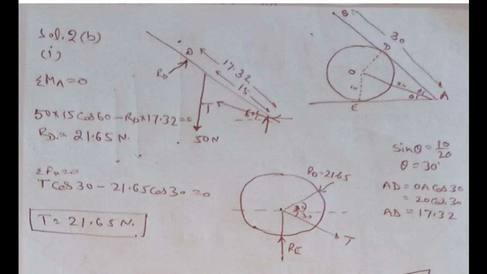Now from the free body diagram of roller or cylinder, you can see three forces are there. One is RC or RE, which is perpendicular to the horizontal surface. Another force is RD, which is known to us, which is 21.65, and another force is tension T, which we have to find out. Angles of these forces RD and T with horizontal are 30 degree and 30 degree. So if we apply sigma Fx equal to 0, we will get T cos 30 minus 21.65 cos 30 equal to 0. So T will be equal to 21.65. So this is how we can find out the value of tension in the given string.